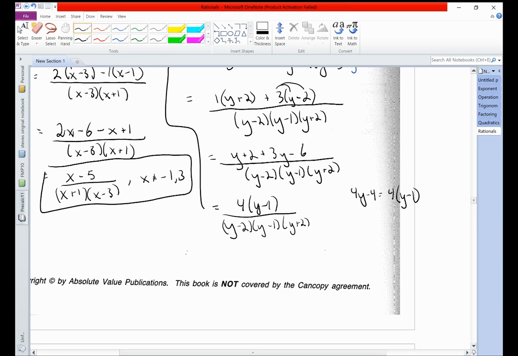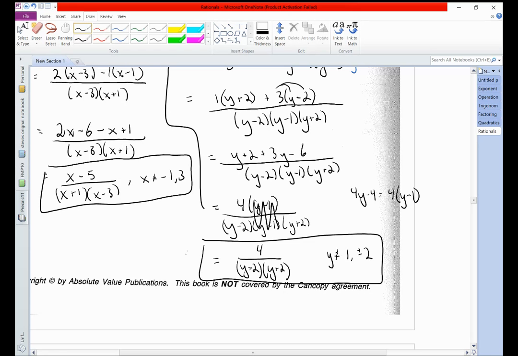And you can see that there is a cancellation, but before we do that, we want to state our non-permissible values. Y cannot equal 1 or plus or minus 2. And now I can reduce that so that we get 4 over y minus 2, y plus 2. And that's our final answer right there. Awesome.